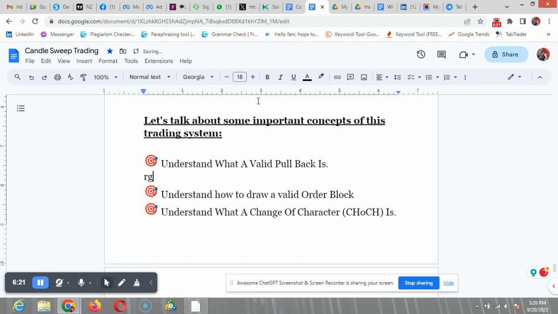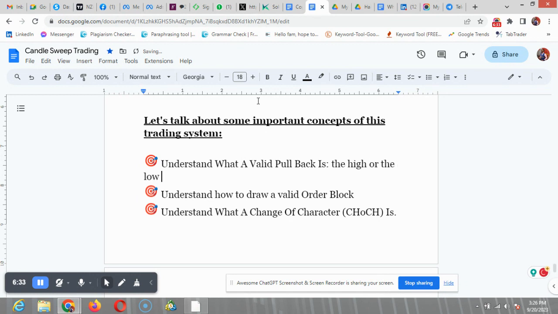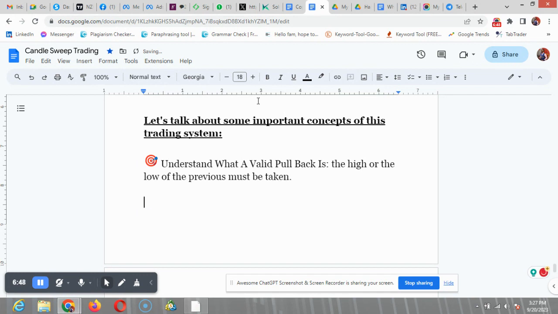The high or low. All right, so please pay attention here. The high or the low of the previous candle must be taken. Must be taken. Now, what do I mean by must be taken?